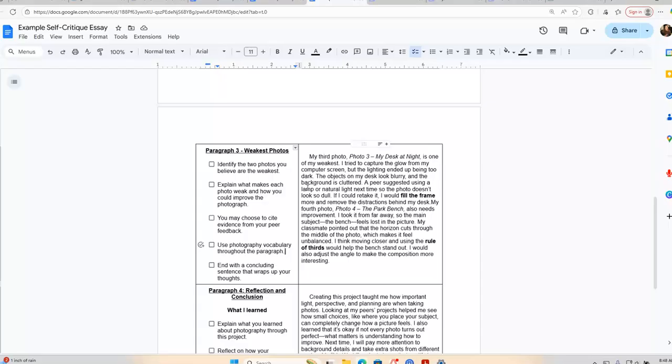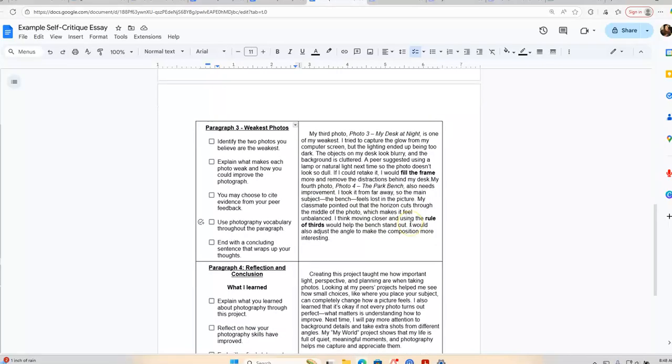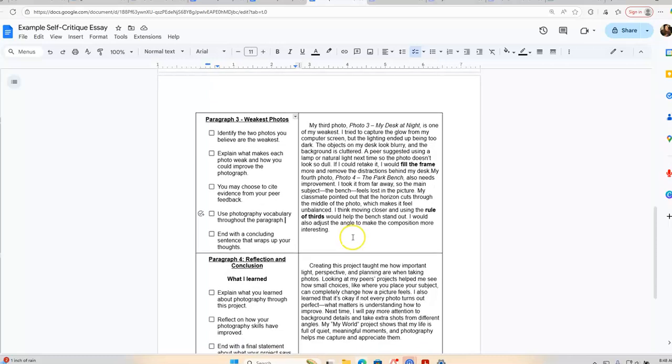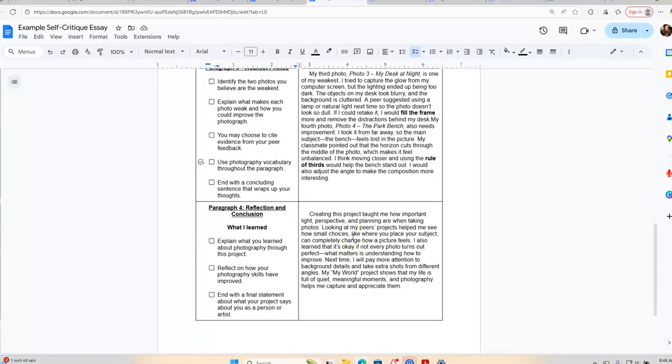my desk. My fourth photo, photo 4, the park bench, also needs improvement. I took it from far away, so the main subject, which is the bench, feels lost in the picture. My classmate pointed out that the horizon cuts through the middle of the photo, which makes it feel unbalanced. I think moving closer and using the rule of thirds would help the bench stand out. I would also adjust the angle to make the composition more interesting.